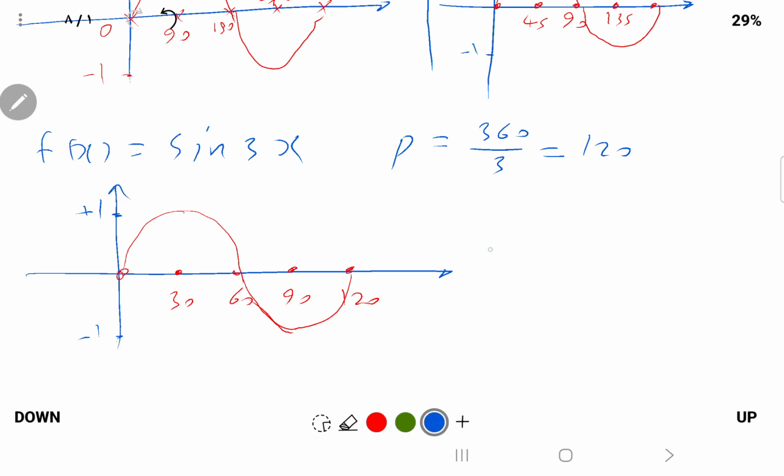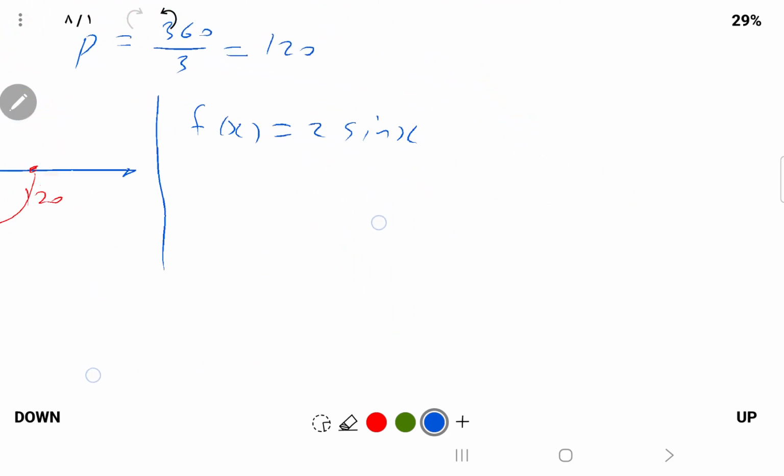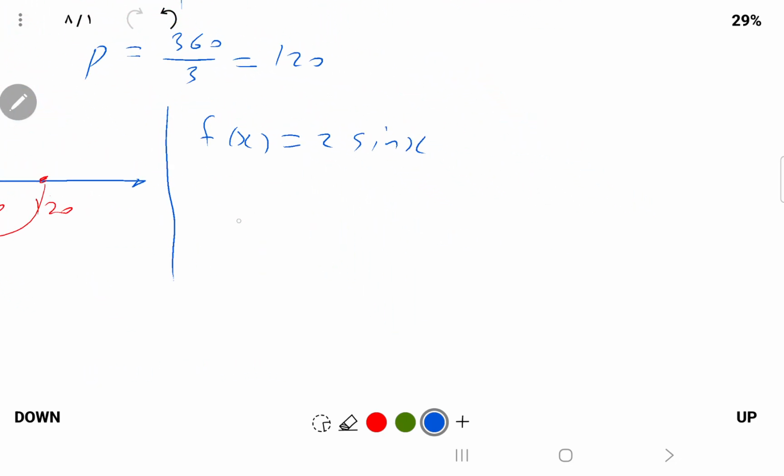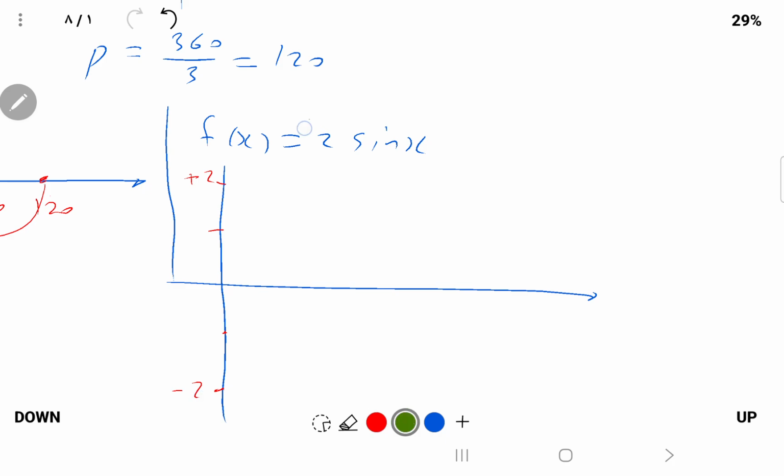Okay, now what's going to happen if you add a number in front of the function? Like, let's say you have f(x) is equal to 2 sine x. In this case, what will happen to the parent function? In this case, the amplitude would increase and becomes 2. So now the amplitude is 2, plus 2 here and minus 2 here. So that's the effect of this 2 in this case.